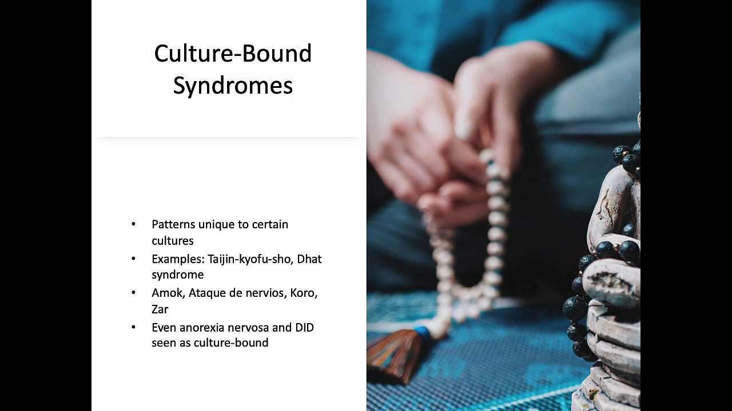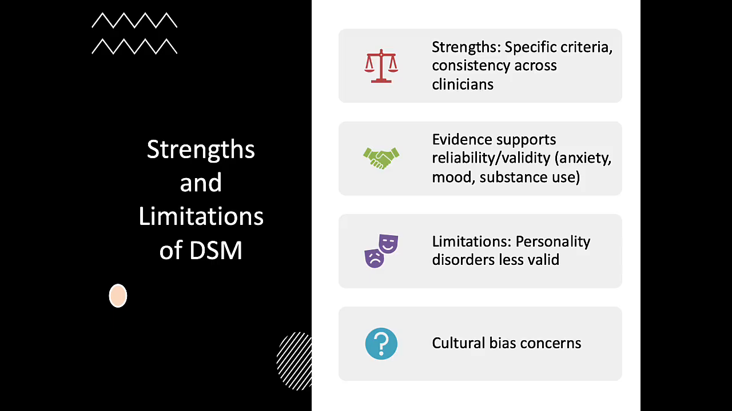Interestingly, even disorders like anorexia nervosa and dissociative identity disorder, which are well known in the US, are considered culture bound because they are essentially unknown in less developed cultures. Now let's evaluate the DSM system. One of its major strengths is its reliance on specific diagnostic criteria. This provides a common yardstick for different mental health professionals, enhancing consistency.